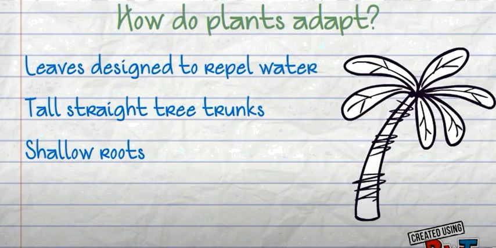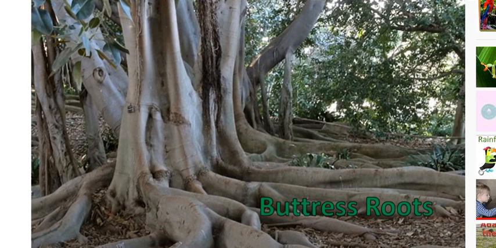Some plant tree trunks grow tall and straight, and they have shallow roots because they don't have to get water from underground, because they have lots and lots of water around. Some plants in the rainforest have buttress roots because they have lots of water, so they don't need to go very deep into the soil.